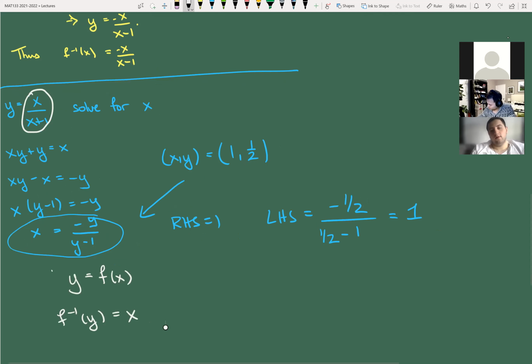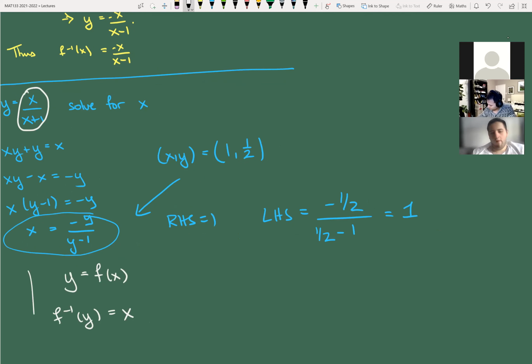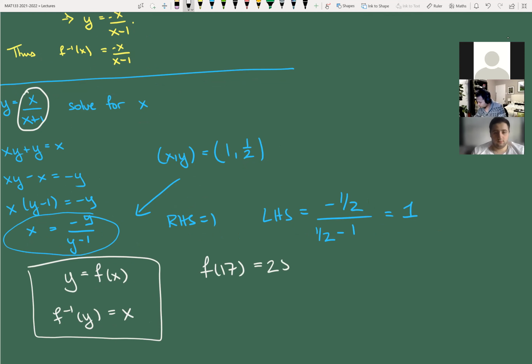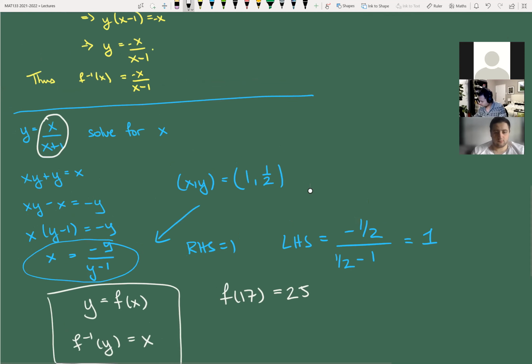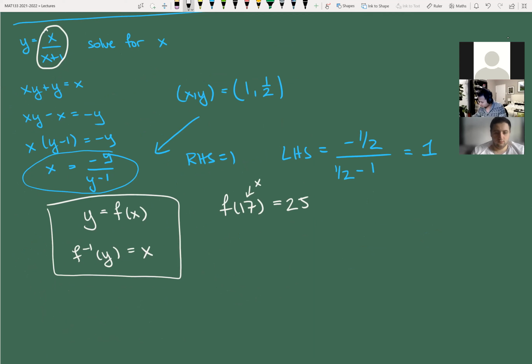Okay, and so I want you to look at this equation right here. This is what we did above, right? We said f of 17 was equal to, what did we say it was? 25? That's what I think it was. So here we're saying x is 17 and y is 25, and therefore f inverse of y, of 25, is equal to 17. Right? Exactly, yeah. It preserves what x and y are.